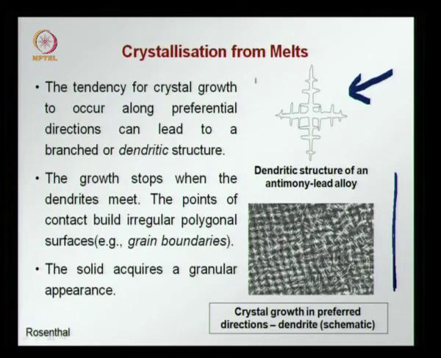There is a tendency therefore for the crystal to grow along a preferential direction, which leads to this branched or dendritic structure, and when one dendrite meets another, the growth stops and these points build up, join together to form a polygonal surface or a surface defect, which is called the grain boundary. And finally, after solidification is over, the material now has a granular appearance, as if it is made out of grains stuck together.